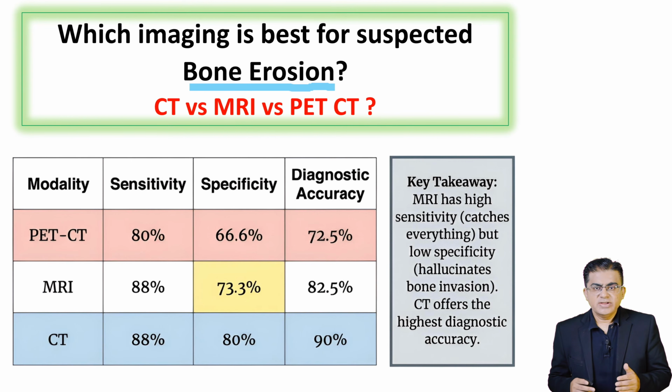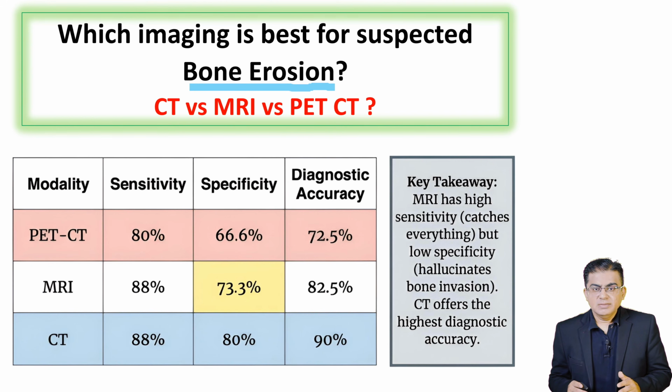First, let us look at the PET-CT. The sensitivity is 80%. Specificity is 66.6%. And diagnostic accuracy is 72.5%. Let me tell you the meaning of these numbers. In the world of diagnosing bone invasion, PET-CT is the absolute worst performer.